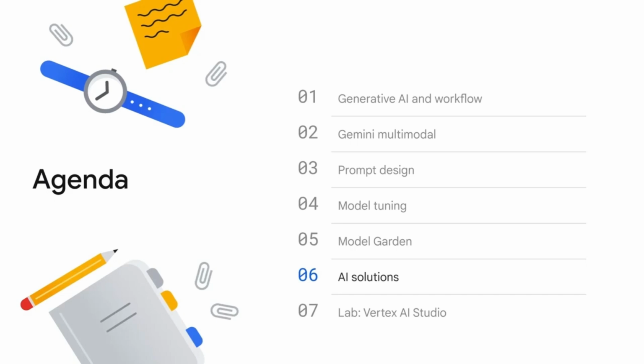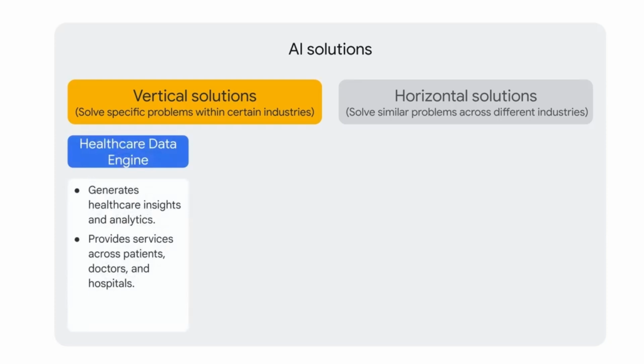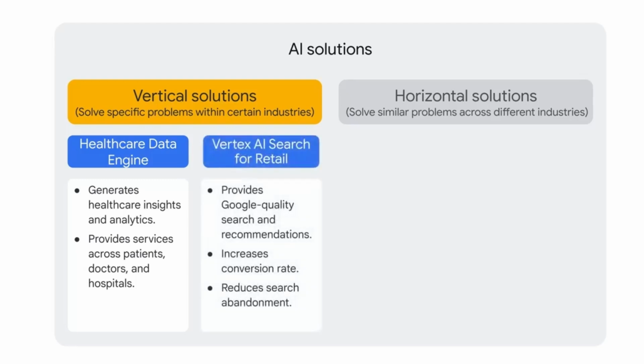You learned about Vertex AI Studio and Model Garden, the tools provided by Vertex AI to access GenAI models and develop GenAI projects. How is GenAI embedded in AI solutions? You'll explore more in this lesson. AI solutions include both vertical and horizontal solutions. Vertical or industry solutions refer to solutions that solve specific problems within certain industries. Examples include Healthcare Data Engine, which generates healthcare insights and provides services across patients, doctors, and hospitals, and Vertex AI Search for Retail, which enables retailers to provide Google-quality search and recommendations on their own digital property, which can help increase conversion rate and reduce search abandonment.